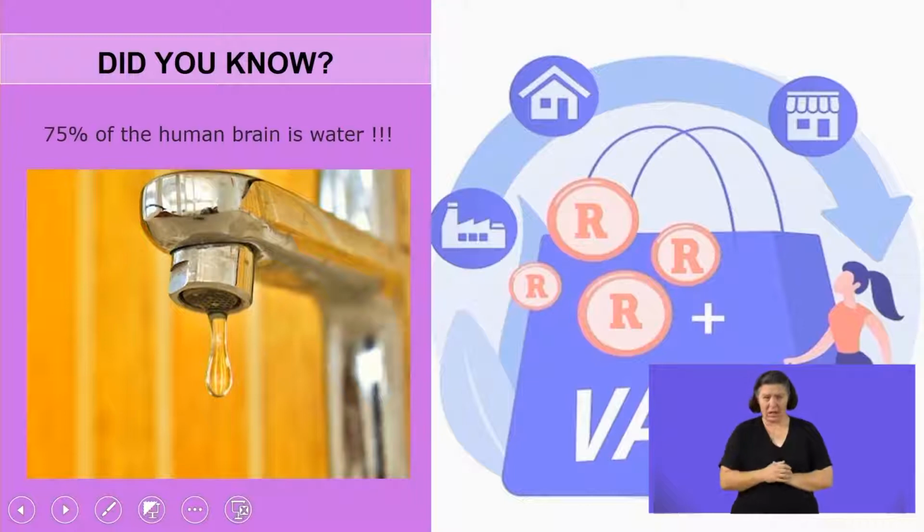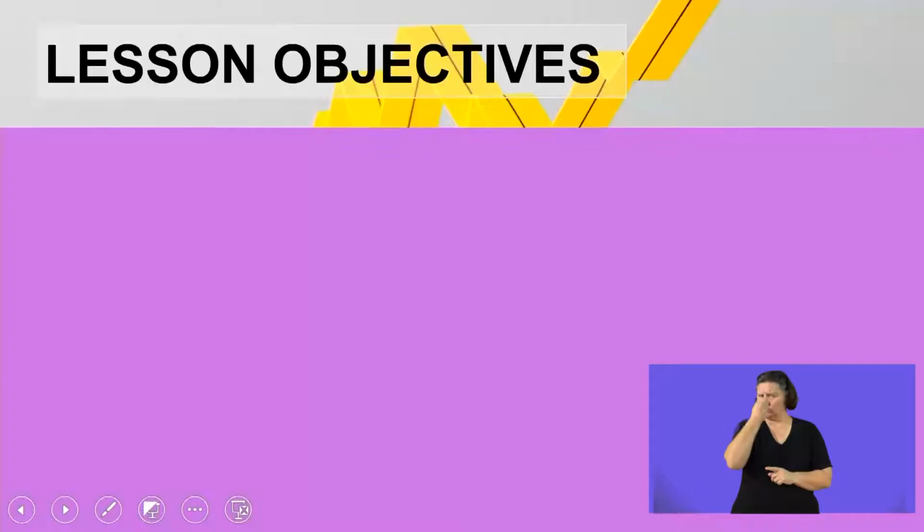Did you know that 75% of the human brain is water? I'm going to repeat it. 75% of the human brain is water. Now, that is quite interesting, eh?